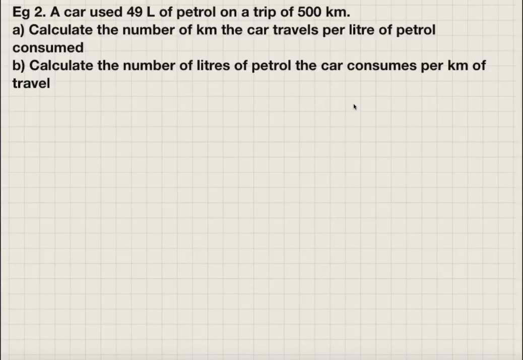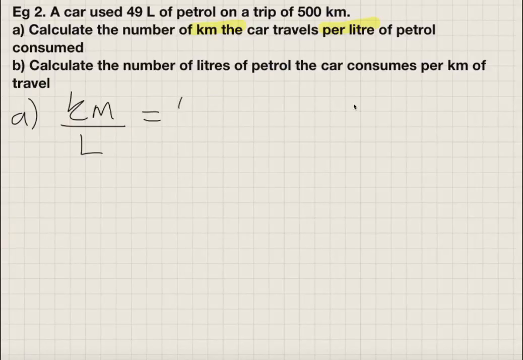Example 2, a car used 49 litres of petrol on a trip of 500 kilometres. Calculate the number of kilometres the car travels per litre of petrol. So just taking a highlighter and looking at that, we want kilometres per litre of petrol for part A. So for part A, we need to do kilometres or distance divided by the litres.